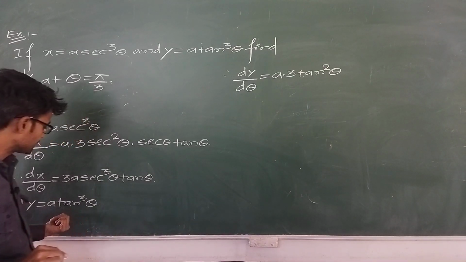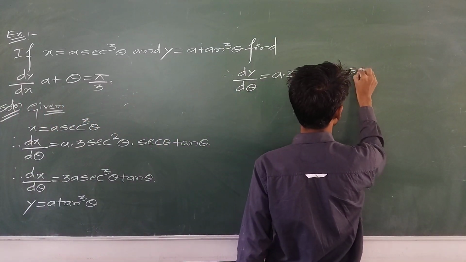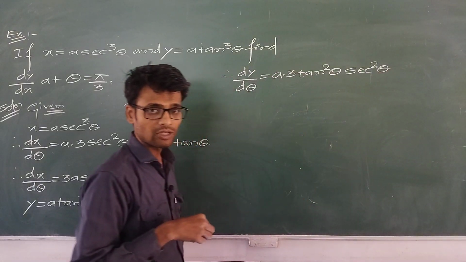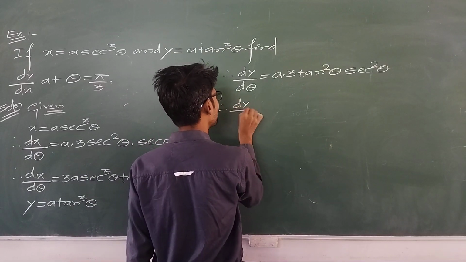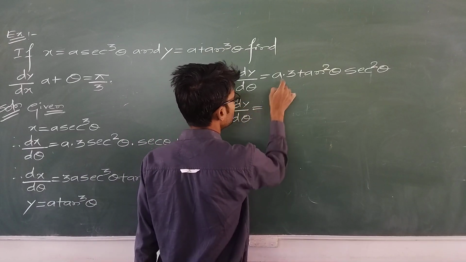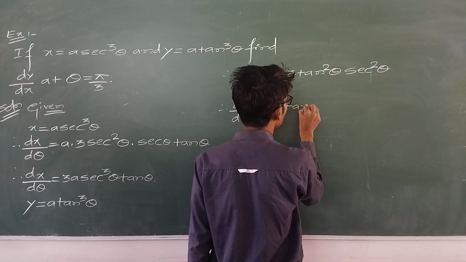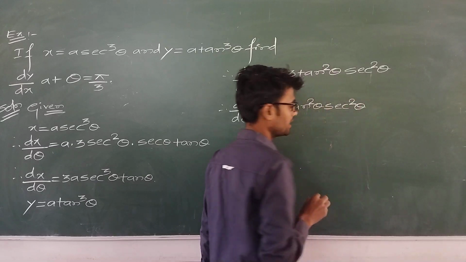And next one, the derivative of tan theta. The derivative of tan theta is sec square theta. And after that we have the derivative of theta with respect to theta, its value is 1. So therefore I will write dy by d theta is equal to 3a. Next you write tan square theta and into sec square theta.